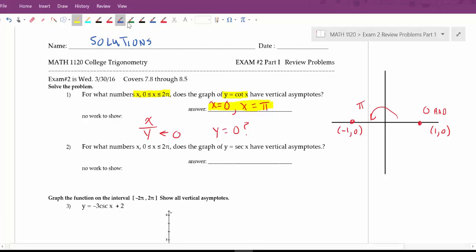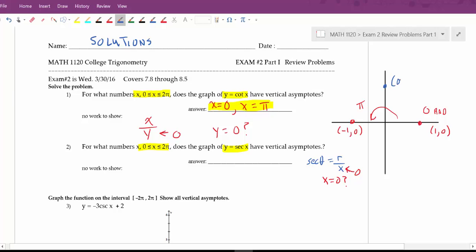Now if you look at the next problem, the same question: where would a secant have a vertical asymptote on this same interval? Well, the one thing that you've got to remember is the definition of a secant. The secant of some angle theta is r over x. So the question becomes, if I want to make this undefined, when is x equal to 0? Where on a unit circle is x equal to 0? That occurs at two places.